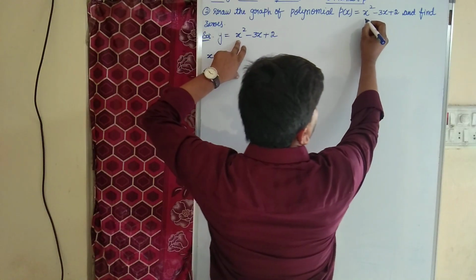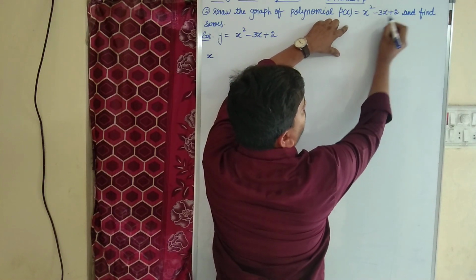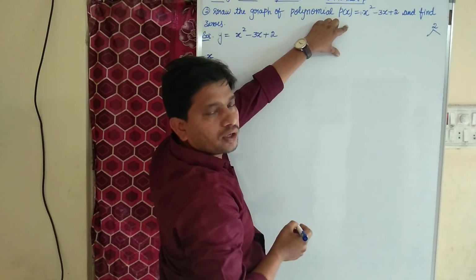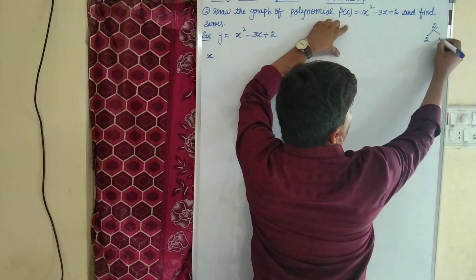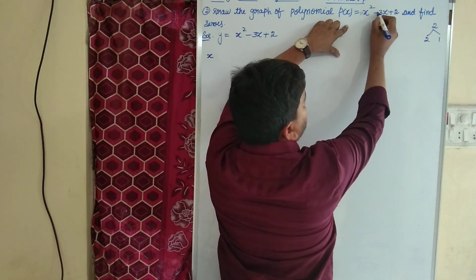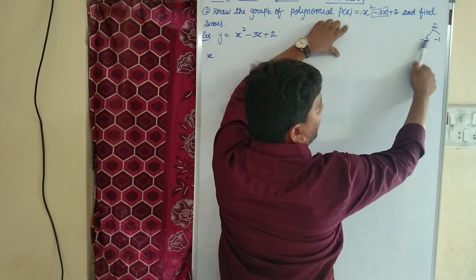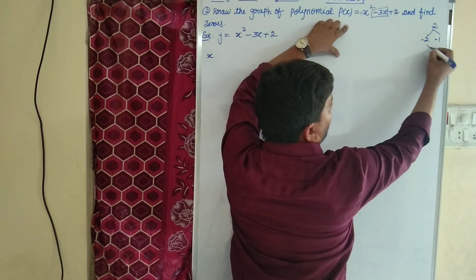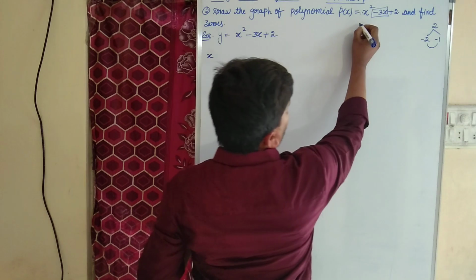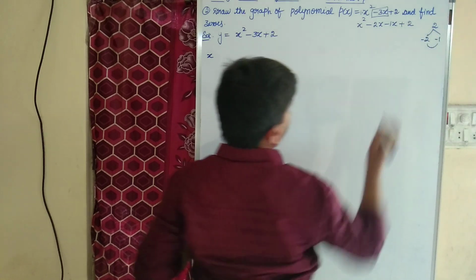Given polynomial is x square minus 3x plus 2. Here the constant is 2 and the coefficient of x square is 1. 2 into 1 is 2. What are the factors of 2? 2 ones are 2. Here the middle term is minus 3x, I mean minus 2 and minus 1. Minus into minus is plus, 2 ones are 2. If you add minus 2 and minus 1, you will get minus 3. Is it clear?